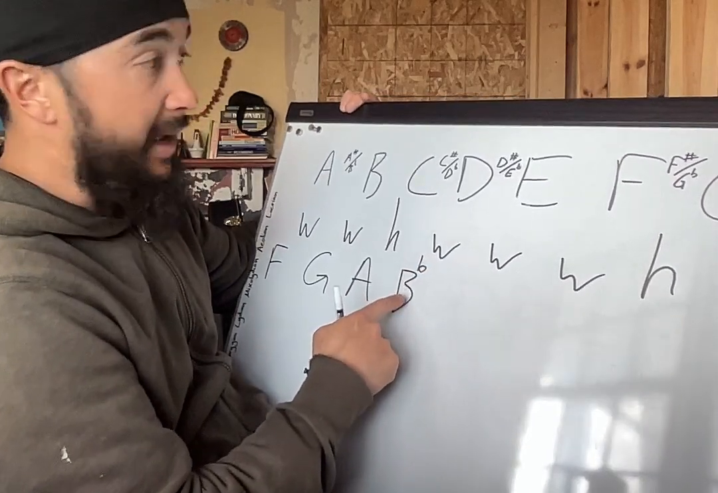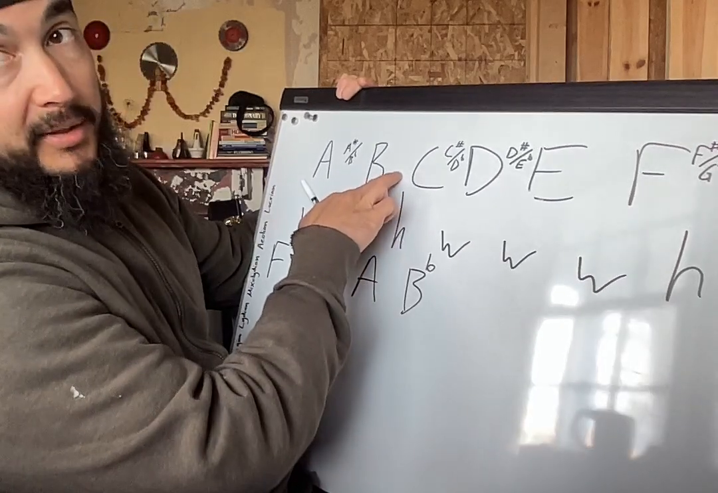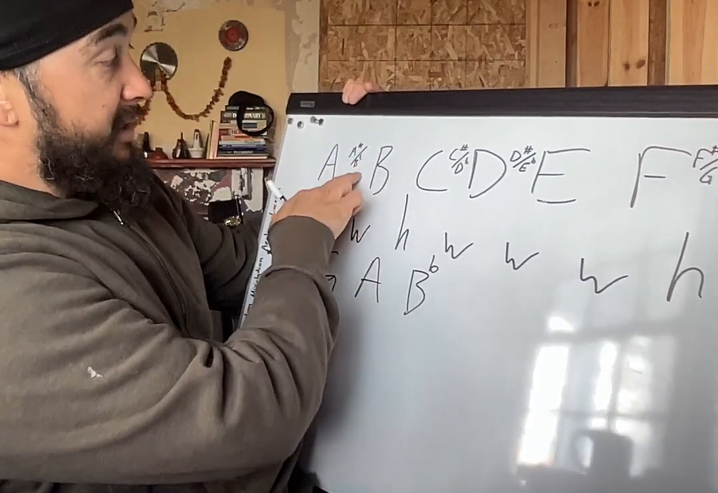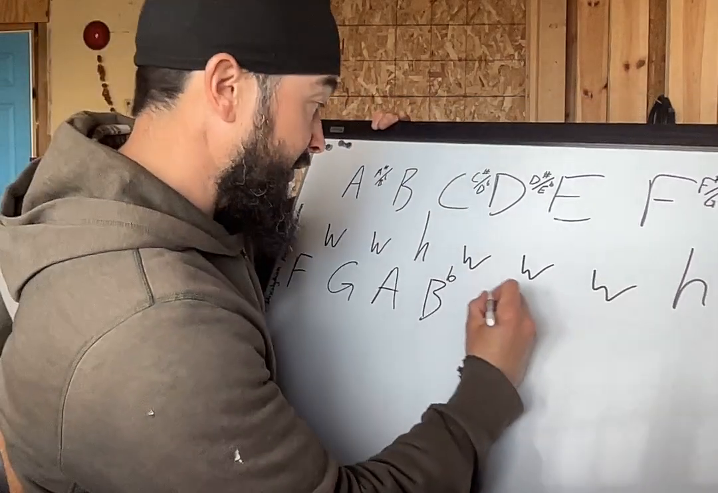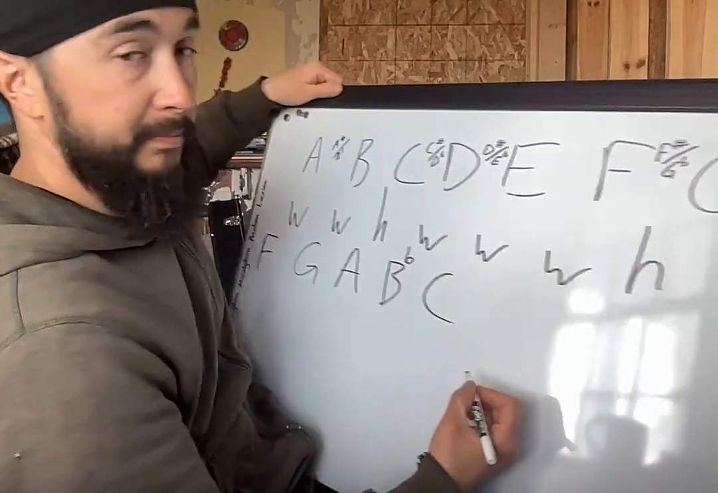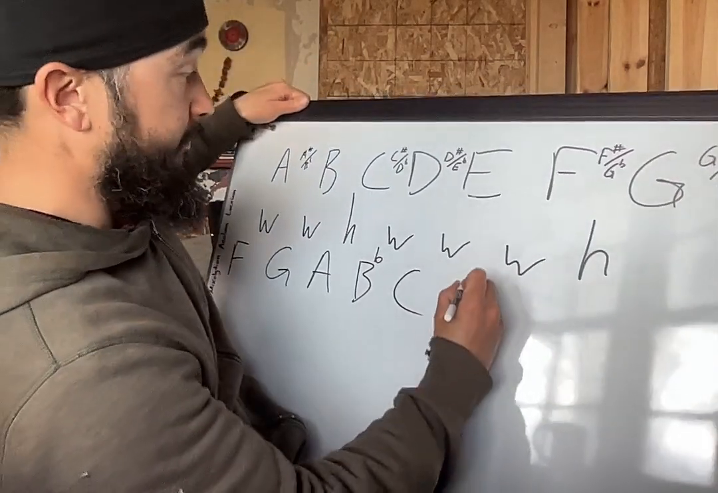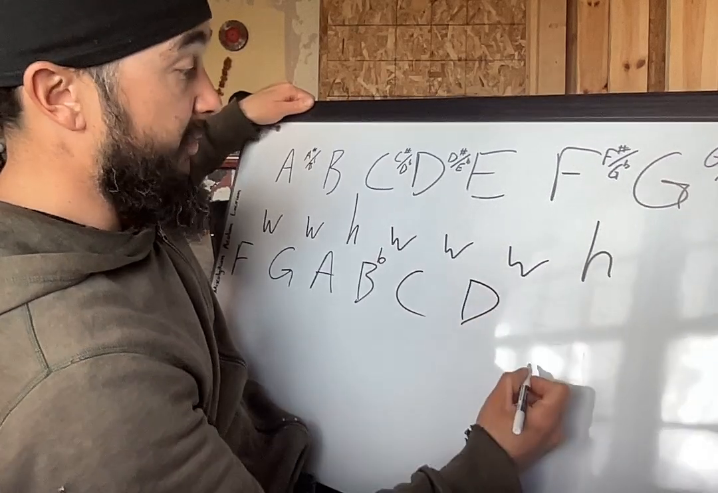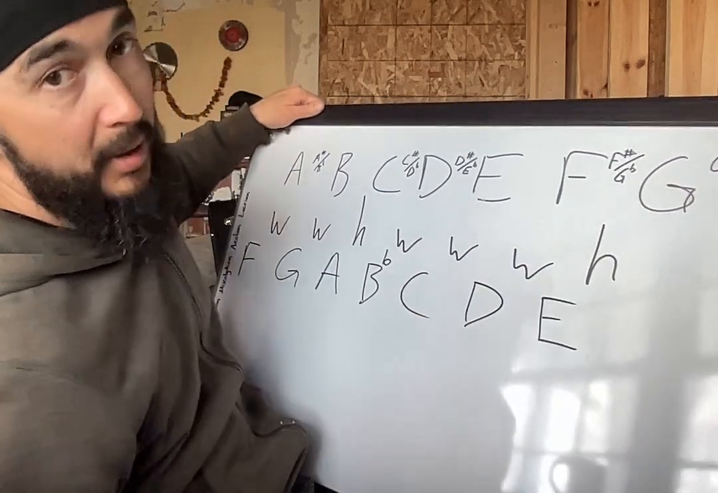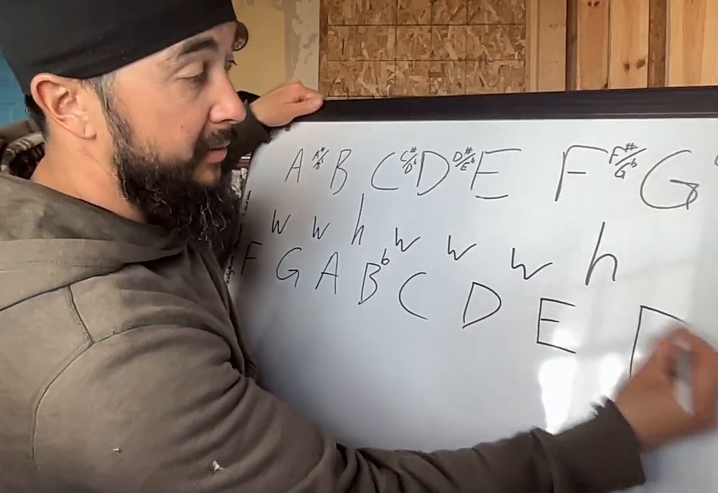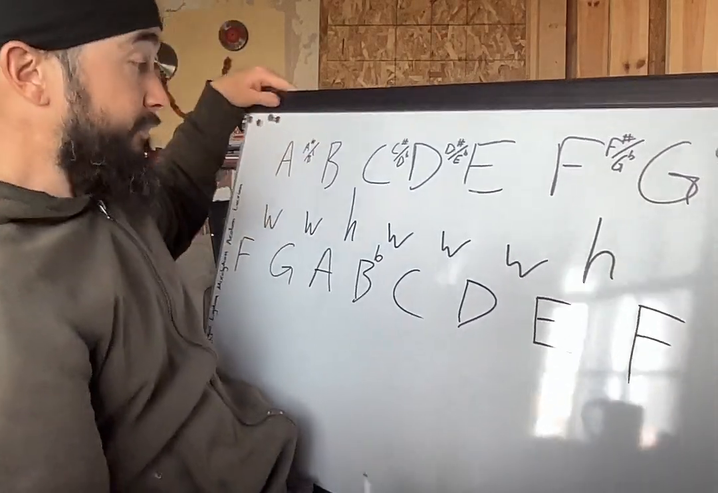Whole step up from B flat. Remember, there's no note between B and C. So if we're starting on B flat, a whole step up is C. All right? Whole step up from C, D. Whole step up from D is an E. And a half step up from E gets us back to our root note, which is F.